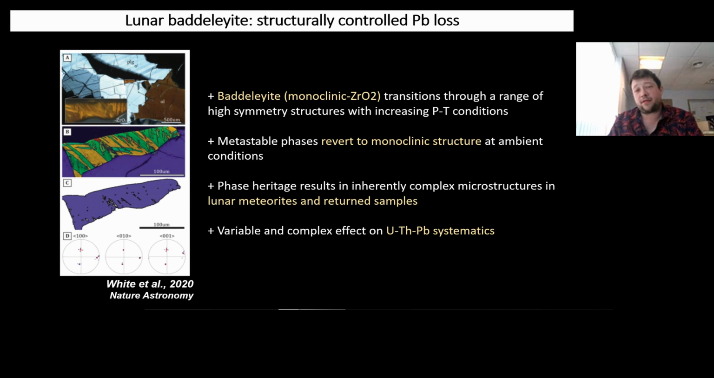All that being said, these orientation effects have a massive influence on uranium-lead. So depending on which part of the grain you target, whether it's densely twinned or untwinned, that can actually influence your uranium-lead measurement. So doing this characterization is critical to understand the age.